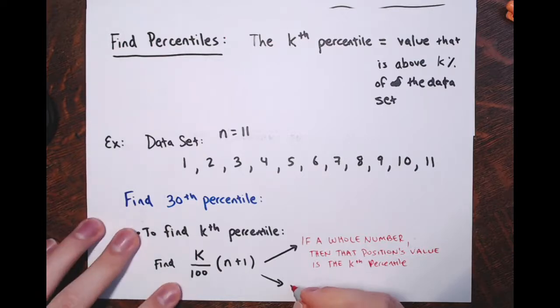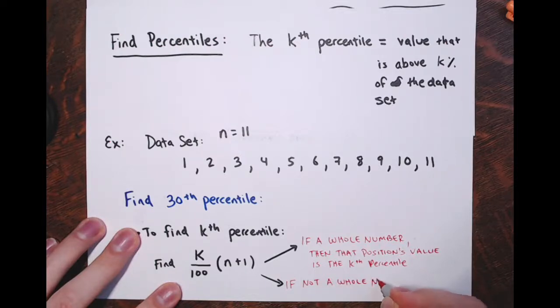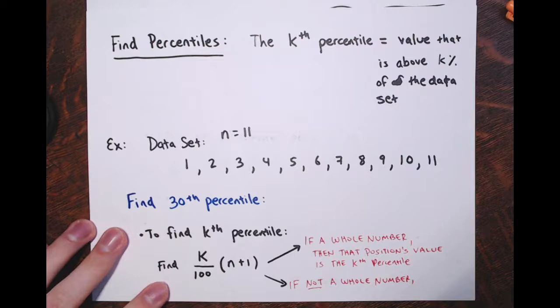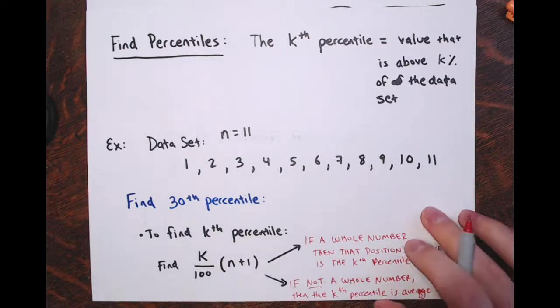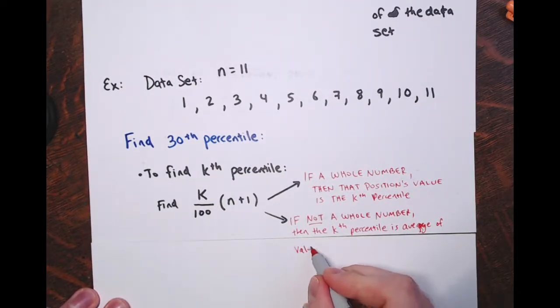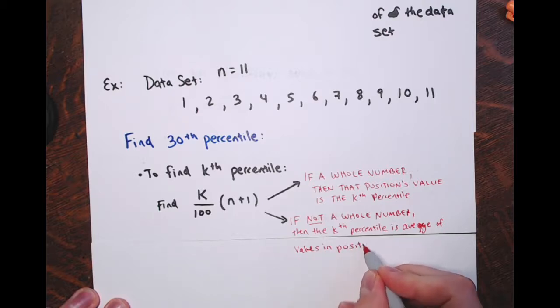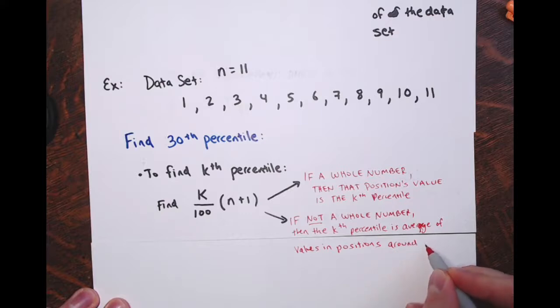If it's not a whole number, so like 2.3 or something, then the kth percentile is the average of the values in positions around that non-whole number, right?